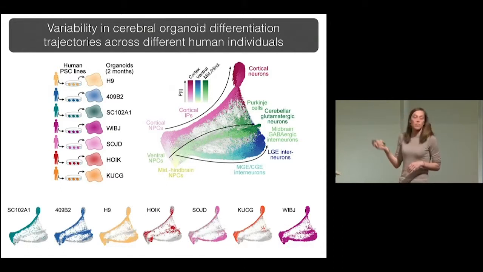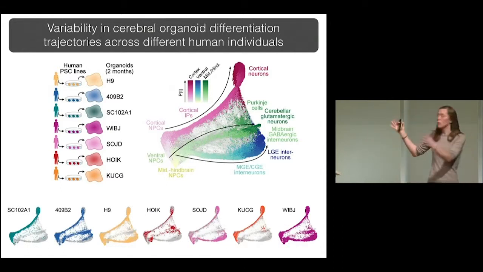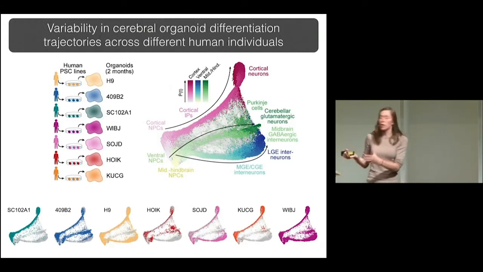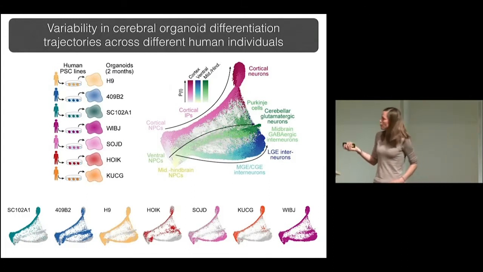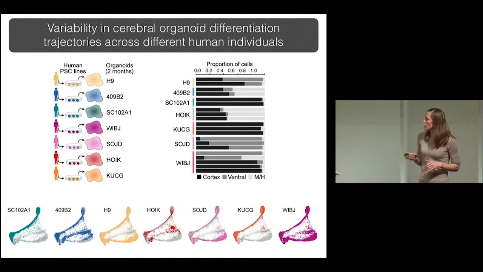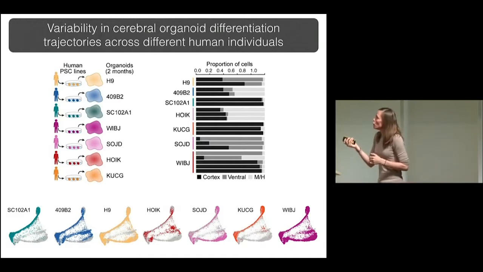And here's how the 7 different lines are distributed across this plot, which shows that overall, I would say, all the different branches have some cells of each line, but you can also appreciate there's quite a variability, such that, for example, KUCG in this case mainly makes cortical cells, and there are other lines that very nicely make all the different cell types.